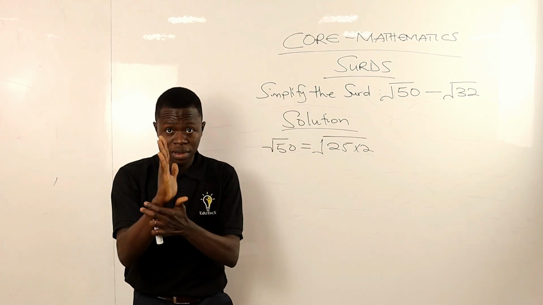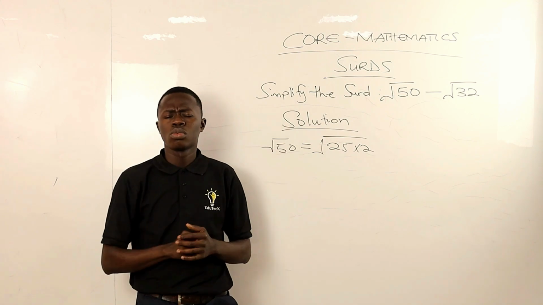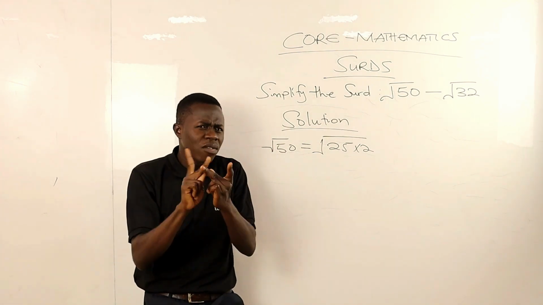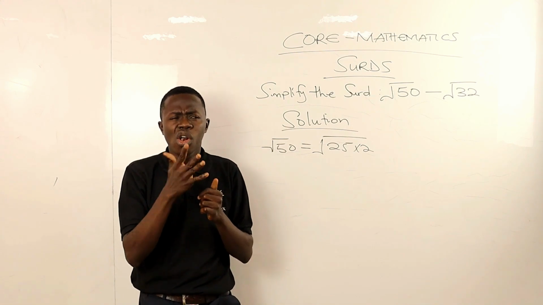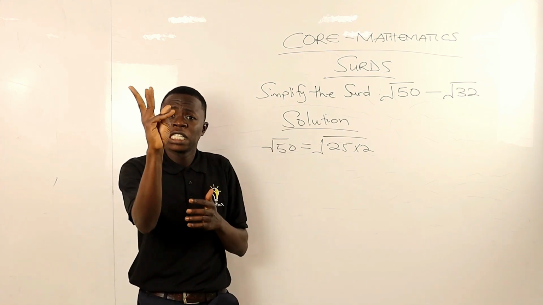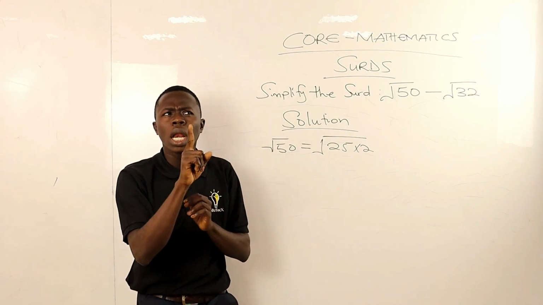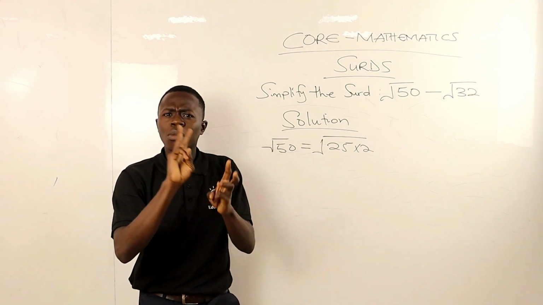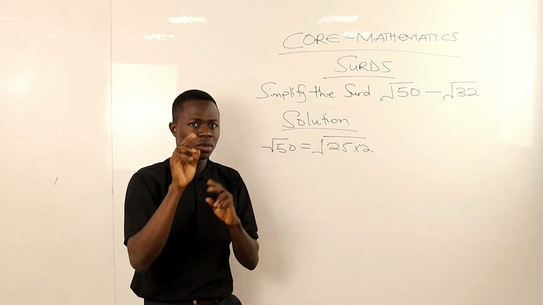Then in simplifying it, we look for a perfect square number, 25, which we multiply by another number, which is 2, to give us 50. So we know 25 multiplied by 2 will give us 50. And note that 25 is a perfect square. So you should always know that of the two numbers, one of them should be a perfect square.